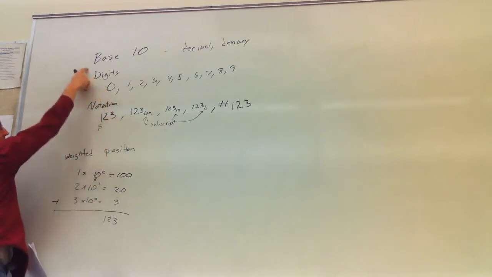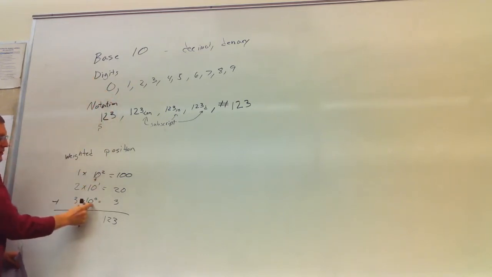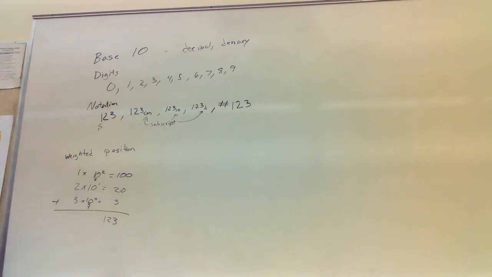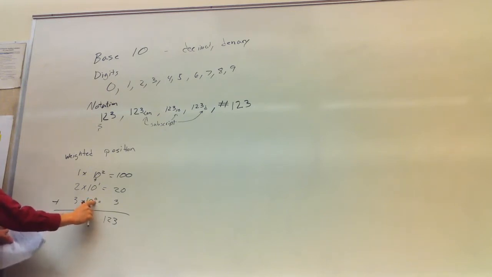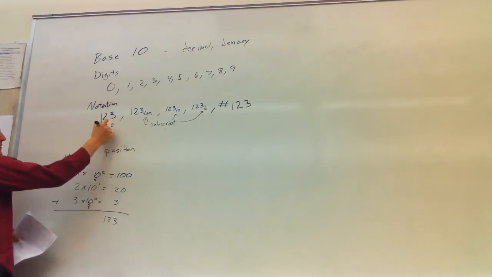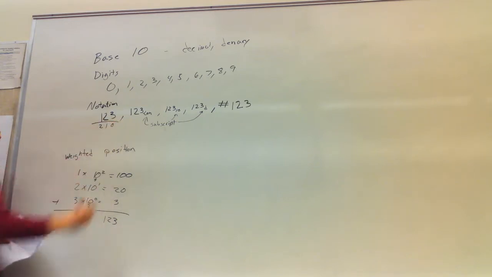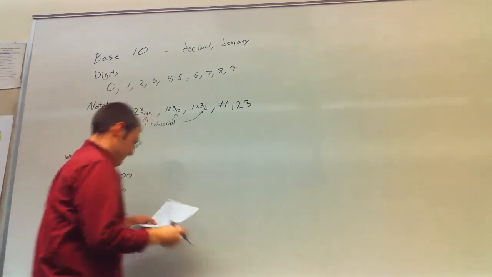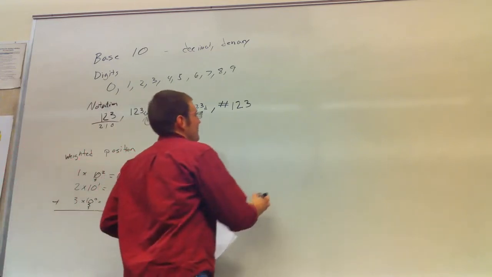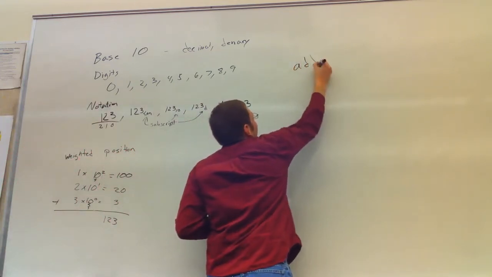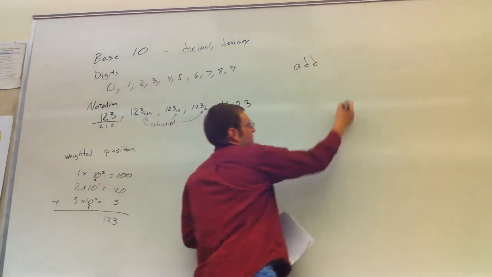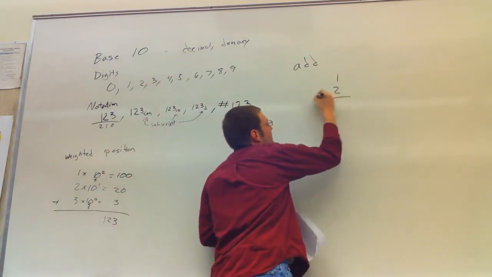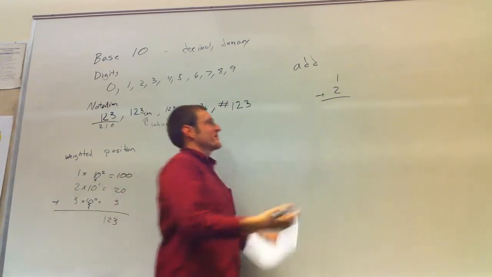So we're using base 10. Our base here is 10, and our power is the position. So this is the 0th position, first position, and the second position of the number. This is how we added decimal numbers, right? So we do 1 times 1 plus 2 plus 3.